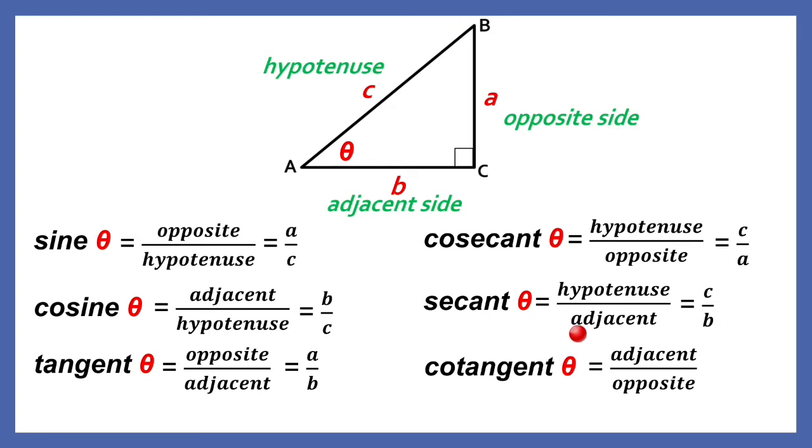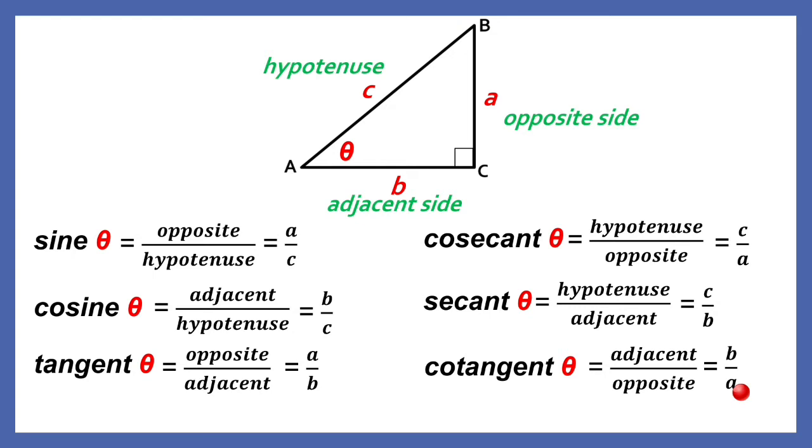Ang tangent theta naman is opposite over adjacent. Reciprocal function niya is cotangent theta. Kaya meron tayong adjacent over opposite. So, kung a over b yan, dito naman is b over a. So, adjacent side is b. Ang opposite side is a.